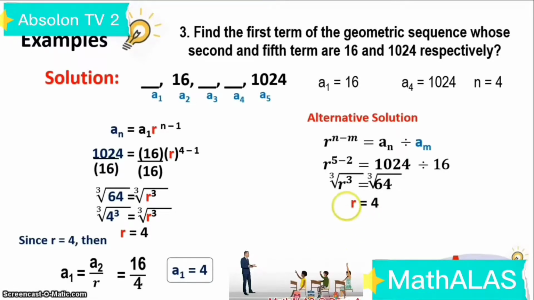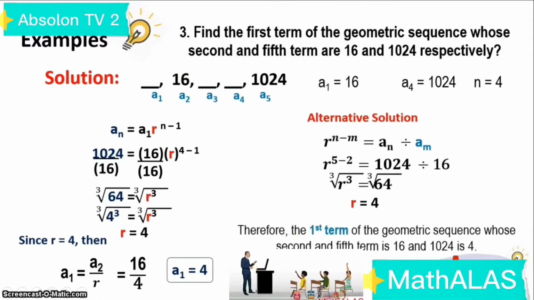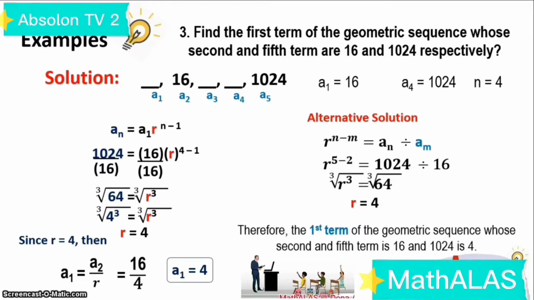So, from this, since we know that r is 4, we can get now the first term. 16 divided by 4 is 4. Therefore, the first term of the geometric sequence whose second and fifth term are 16 and 1024 is 4.